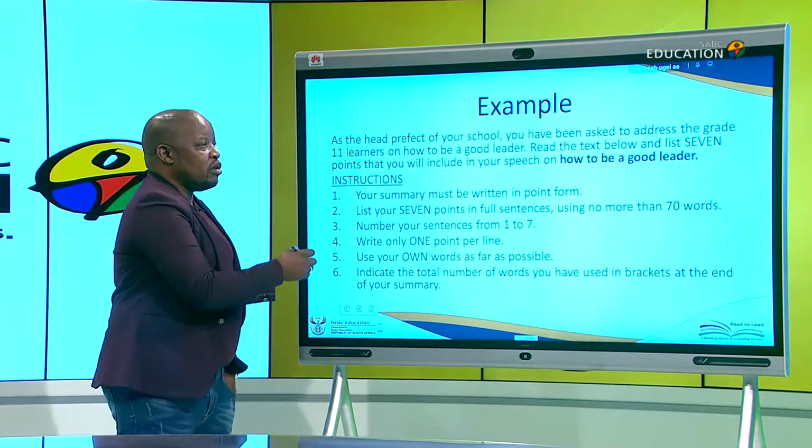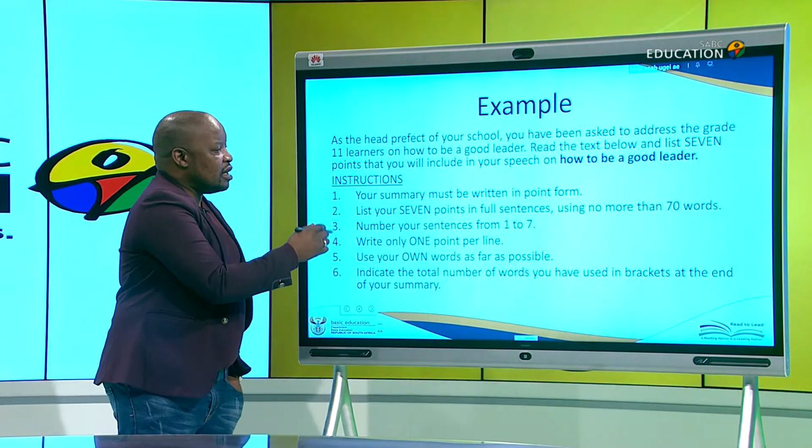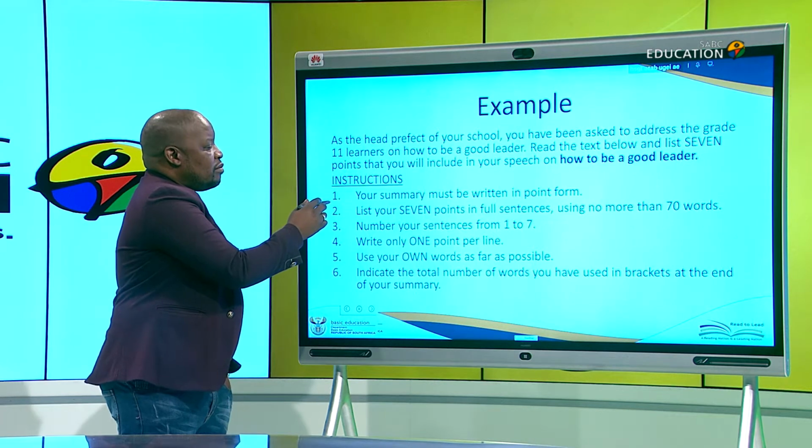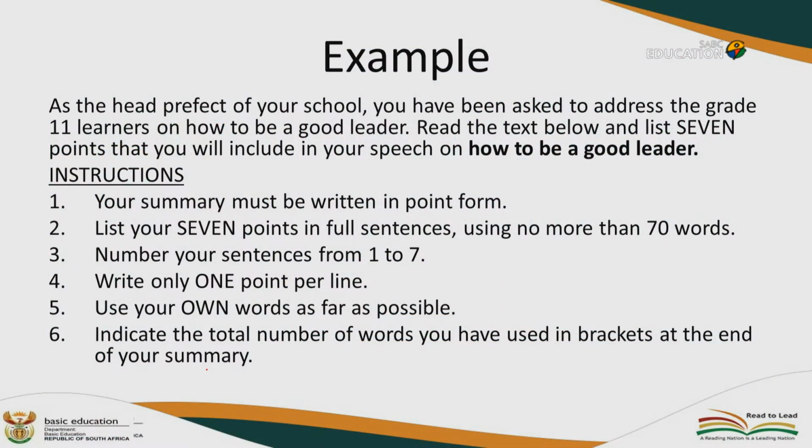Instruction number 1, we're also going to unpack all the instructions one by one. If you look at number 1, it says, your summary must be written in point form. I'm going to explain that. Number 2, list your 7 points in full sentences using no more than 70 words. Number your sentences from 1 to 7. We're also going to explain that. Write only 1 point per line.